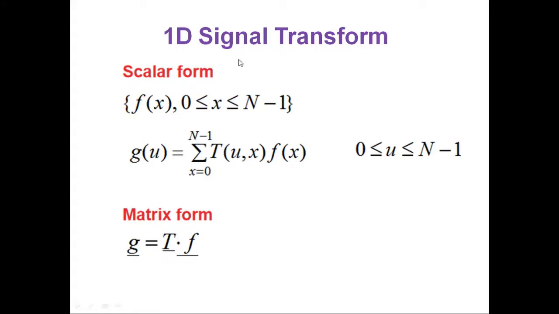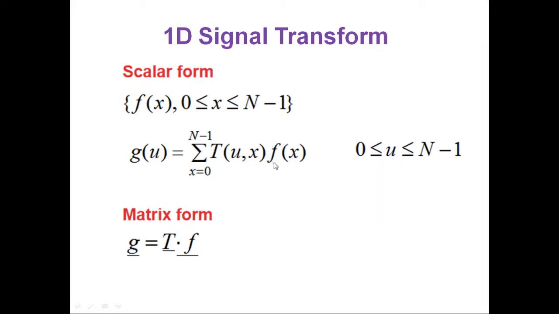The general form of the signal transform is given by g of u equal to sigma x equal to 0 to n minus 1 of t of u comma x into f of x, where f of x is the signal, x is the time variable, x varying from 0 to n minus 1. f of x is an n-point signal. We are transforming this n-point signal with the help of the kernel or the transformation function. This transformation function is a function of both x and u, where u is the frequency variable in the transform domain. g of u is the transform domain.